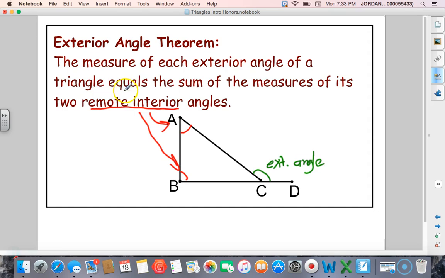So what we're saying is just what we did on that last problem. The angle measure of the exterior angle equals the sum of these two. So right here, angle A plus angle B equals angle ACD. ACD, right? We can call an angle by the three letters. So we're going to use this a little bit.